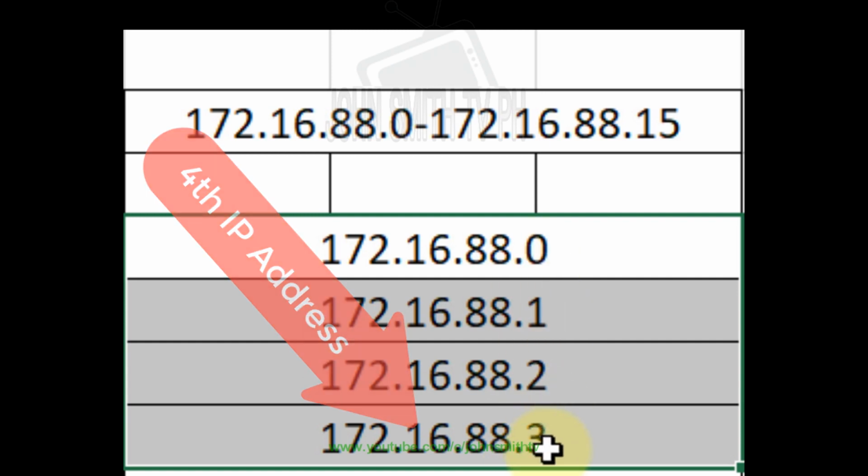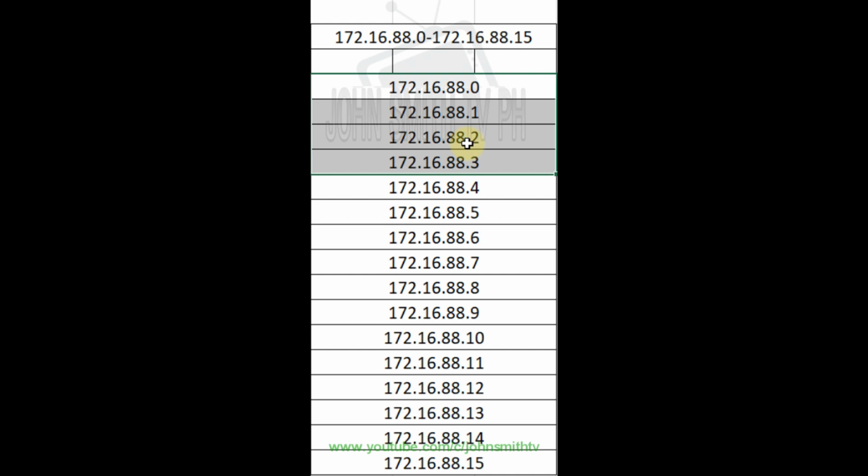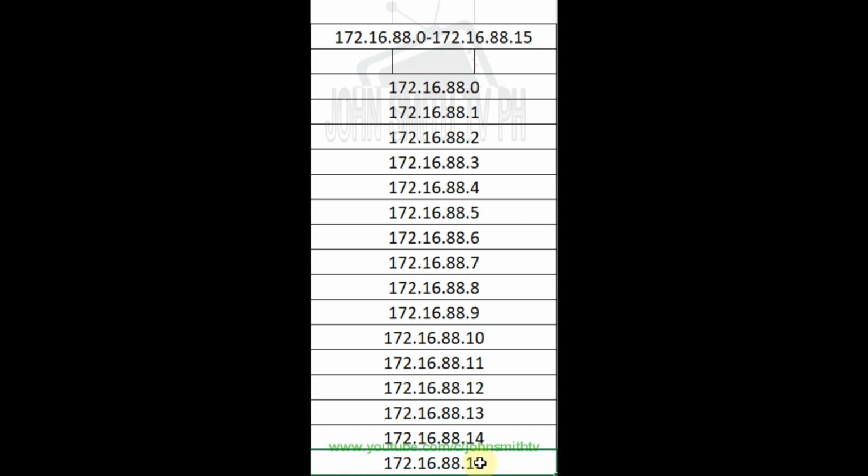So ano ang pang-apat? So ganun din kung tinanong ay what is the last IP address in our network? So ang last IP address is malamang ito. So 172.16.88.15 at nagkataon na ang last IP address natin ay hindi usable and it is a broadcast address. Again, ang network ID at ang broadcast address ay still IP address.